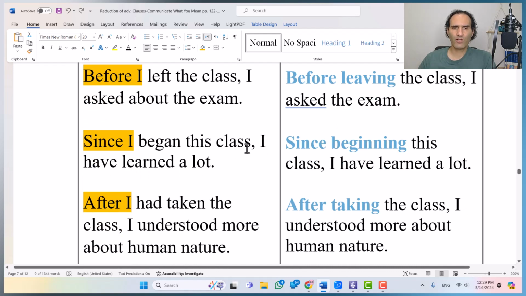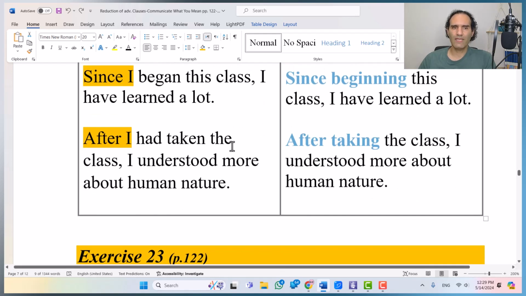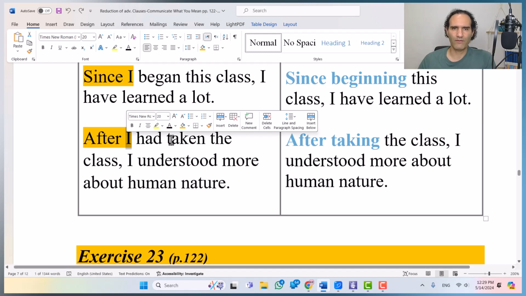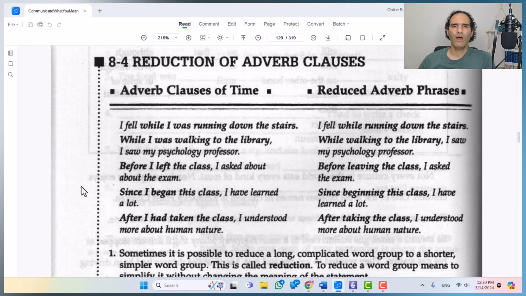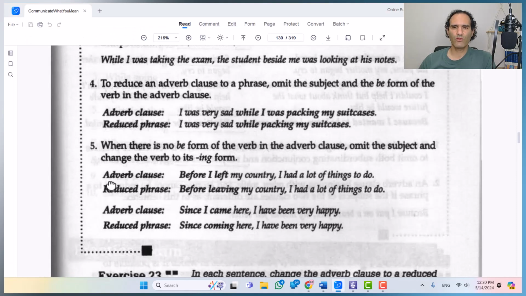Since I began this class, since beginning this class, I. After I had taken the class, had PP, past perfect, I understood. After taking the class, I understood. Subjects are the same. Omit the subject, omit, it doesn't have a to be, so add ing. After taking, and this had surely will be gone. After taking the class, I understood more about human nature.